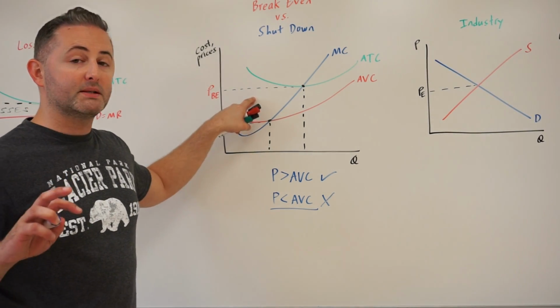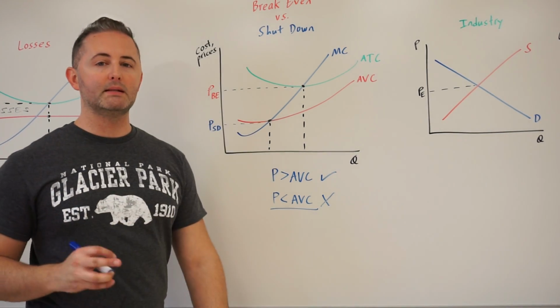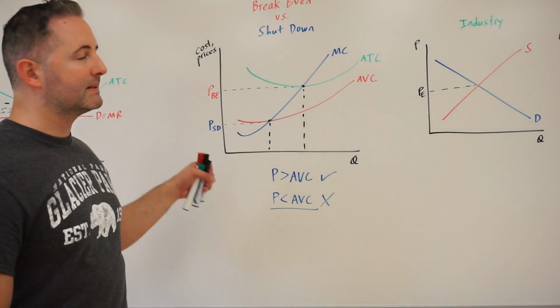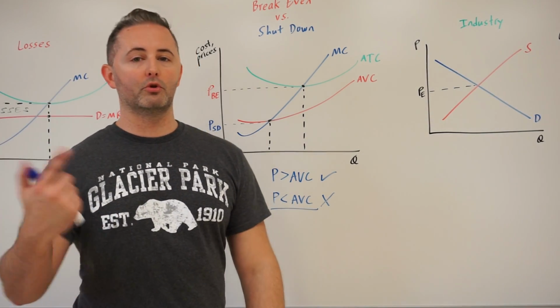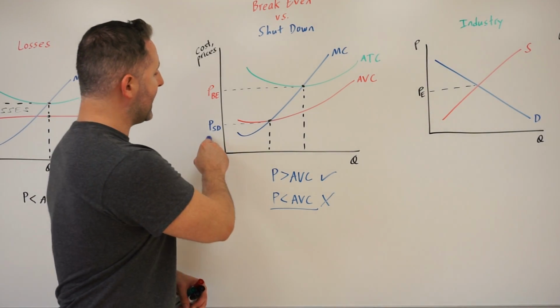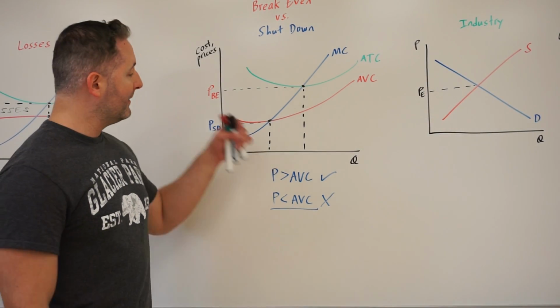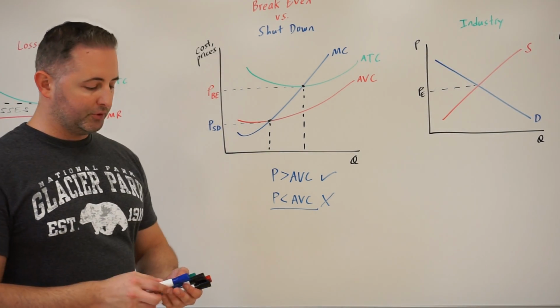We're going to be making losses, but staying open will help us to minimize our losses if the price is between ATC and AVC. If the price is less than AVC, we should close the door, shut down, because that means we are not even able to recoup the money that we're paying the workers and paying for the inputs. So PSD, that is our shutdown price.